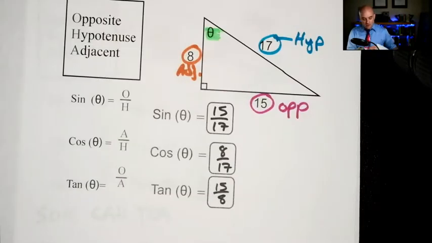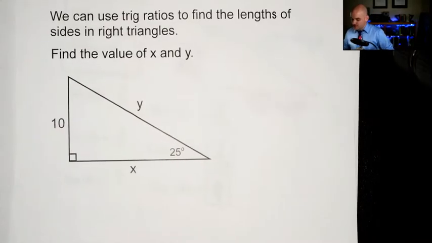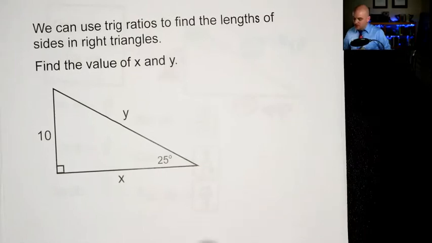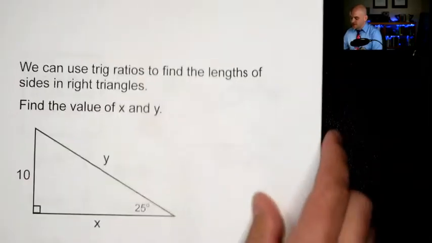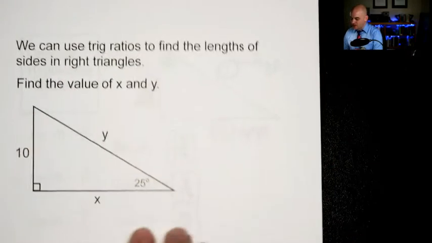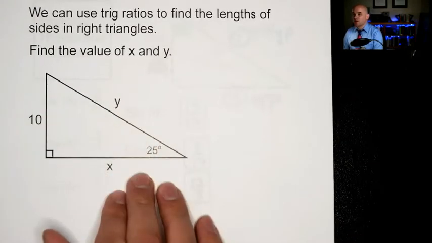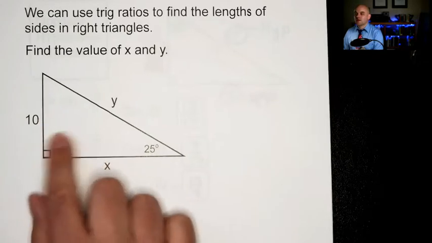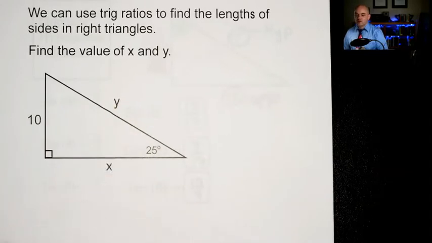All right, what I'm going to do now is start you off with a problem of how we can use it. So we can use trig ratios to find the lengths of sides in a right triangle. So here we are, we've got this triangle going on, and we want to find the side lengths x and y. Notice that we cannot use the Pythagorean theorem here. Why can we not use the Pythagorean theorem? Because we only know one side.